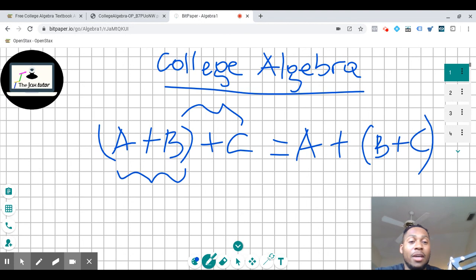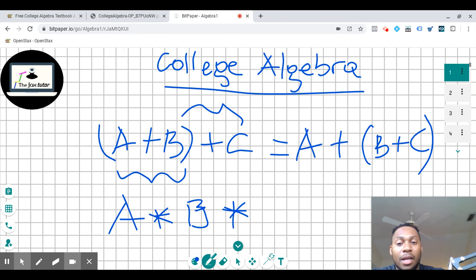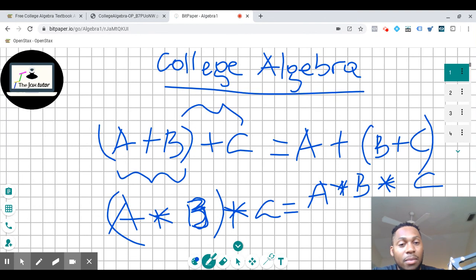Now you can do the same thing in multiplication, and I'll give you an example in a little bit so you can understand what I mean. (A times B) times C is the same as A times (B times C). So I can group these ones this way and I can group that one this way. These are the same thing.